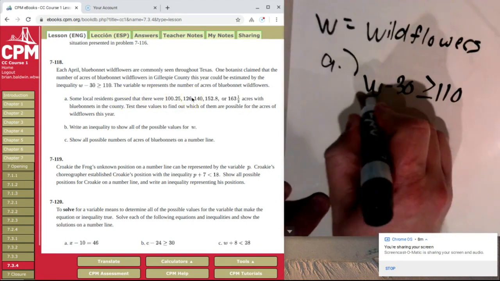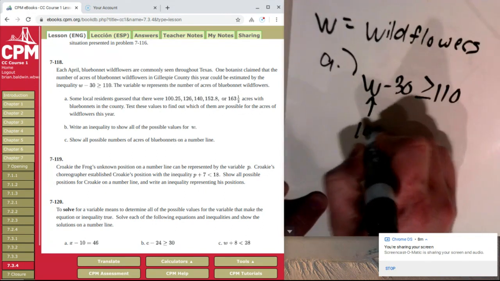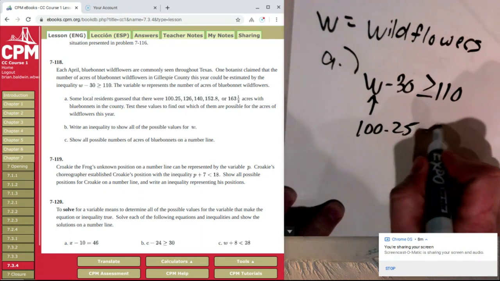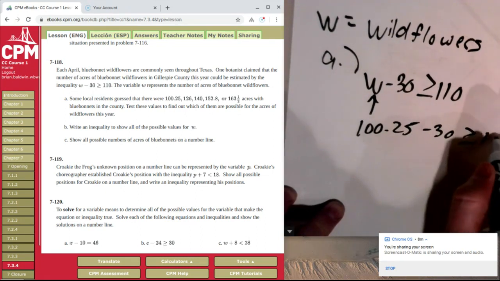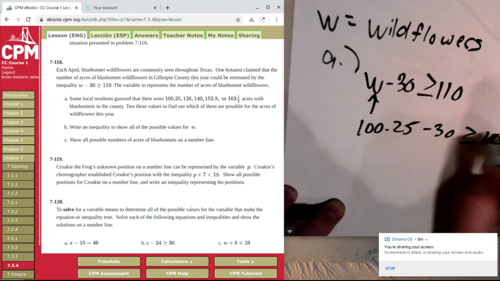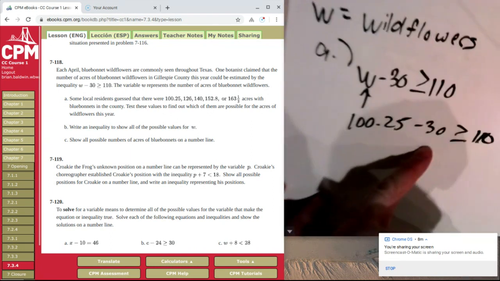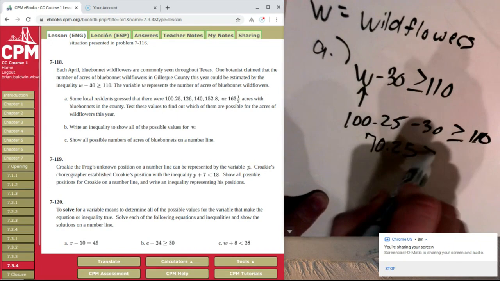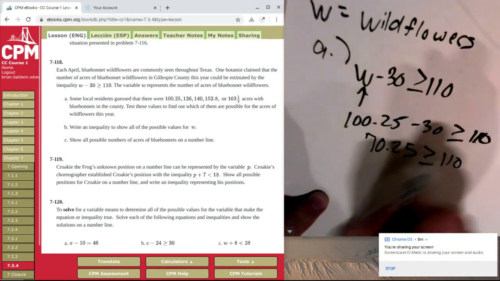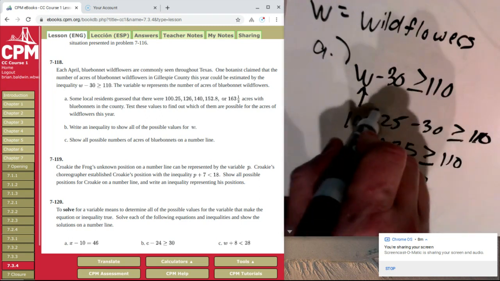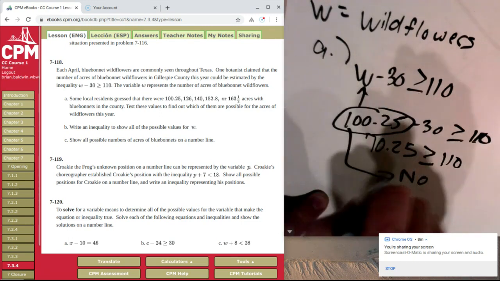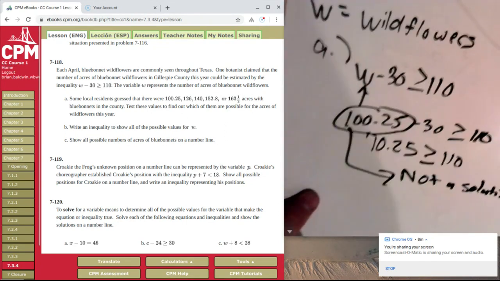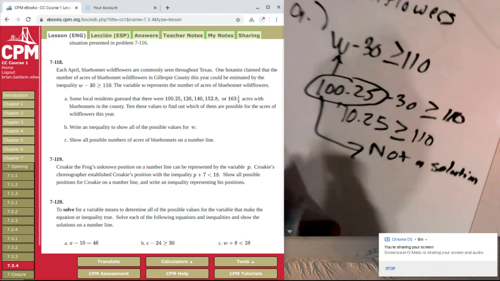So we take out our variable and we plug in each value. So 125 hundredths is replacing our variable. And if we subtract 30 from that, we want to know, is it greater than or equal to 110? Okay, 125 hundredths minus 30 is 70 and 25 hundredths. Is that greater than or equal to 110? The answer would be no. So that means that the number we plugged in here is not a solution. So let's go and try the next one.